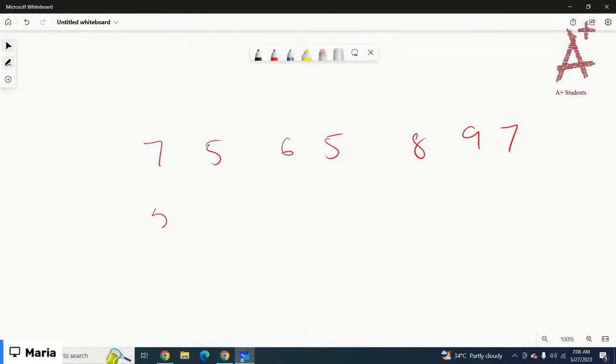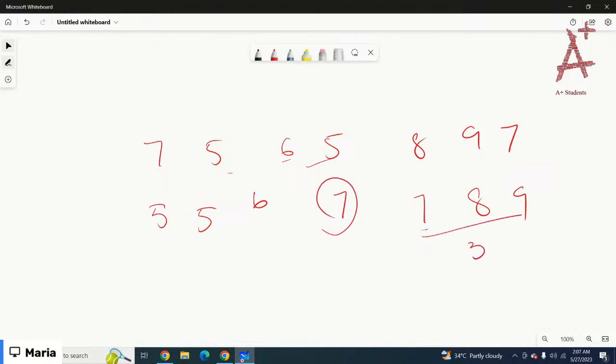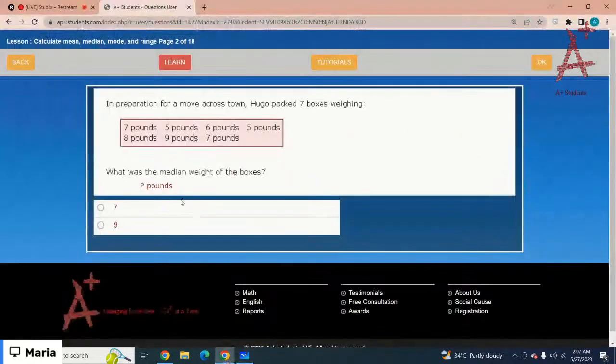So it would be 5, 5, 6, 7, 7, 8, and 9. You have to find the middle number. So the middle one is 7. You can see 3 numbers here and 3 numbers here. So the median of the data is 7. Got it? So the correct option is 7.